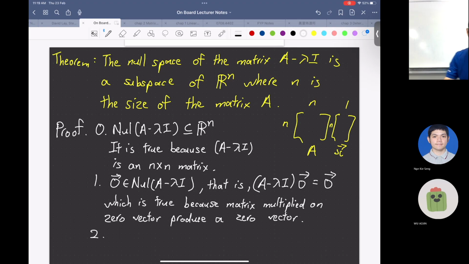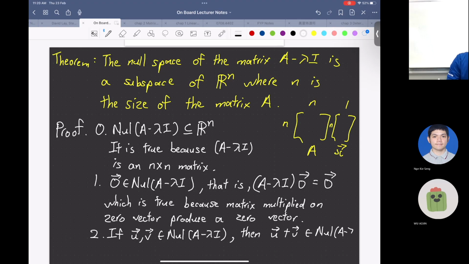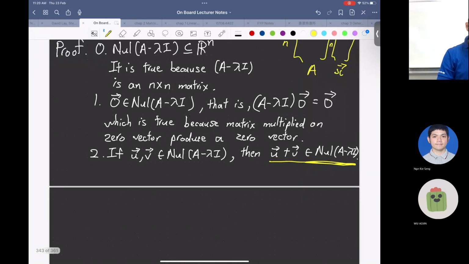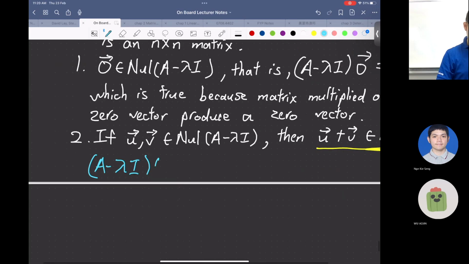So how about the second? For closed under vector addition, if u and v are in the null space of A minus lambda I, then u plus v is in the null space of A minus lambda I. So you need to verify this part here. Let's check what happens if you apply A minus lambda I to u plus v.